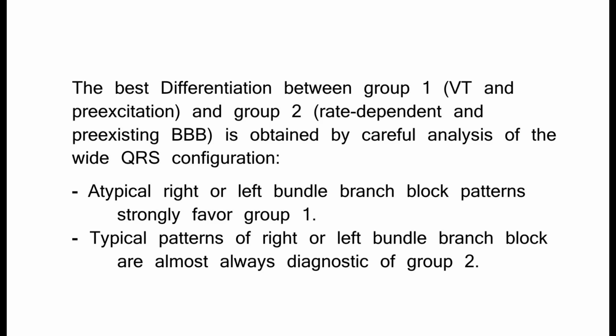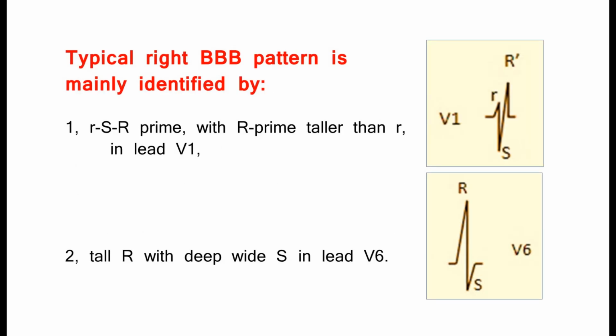Atypical right or left bundle branch block patterns strongly favor Group 1. Typical patterns of right or left bundle branch block are almost always diagnostic of Group 2. Typical right BBB pattern is mainly identified by 1. RSR', with R' taller than R, in lead V1. 2. Tall R with deep wide S in lead V6.